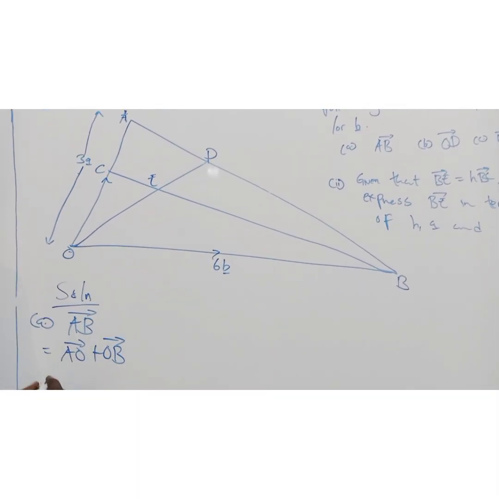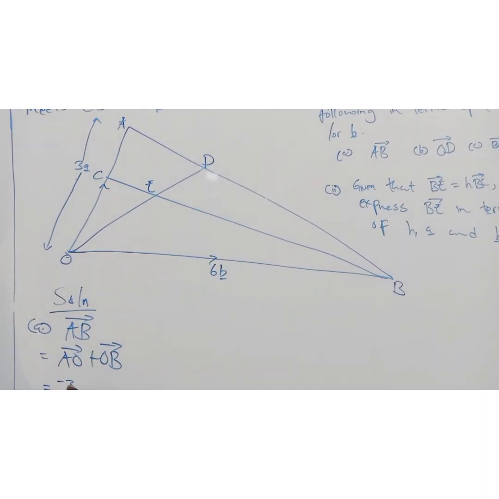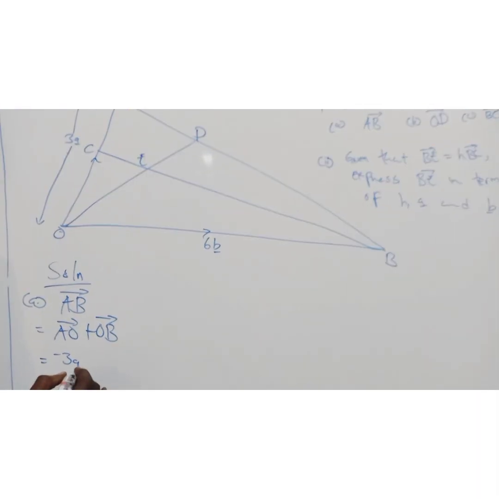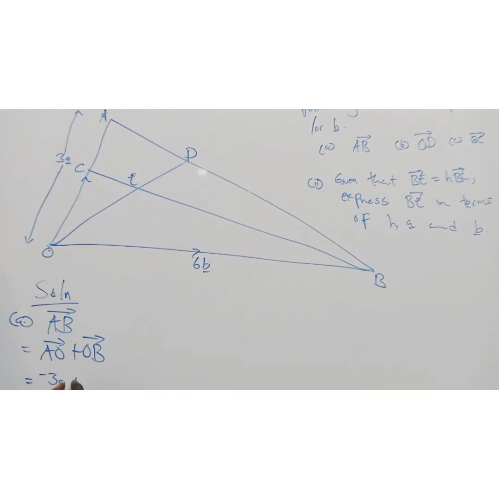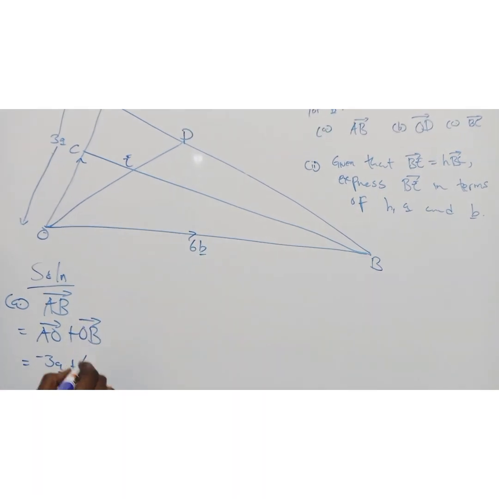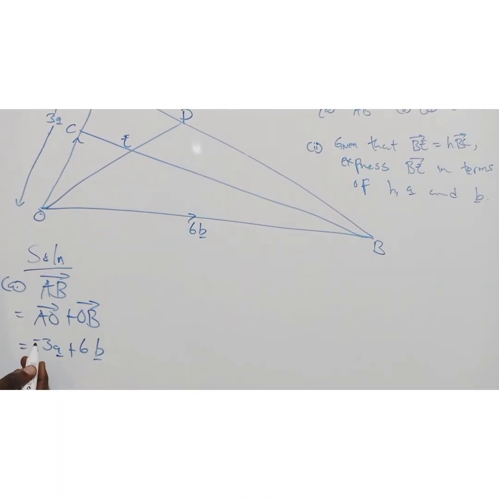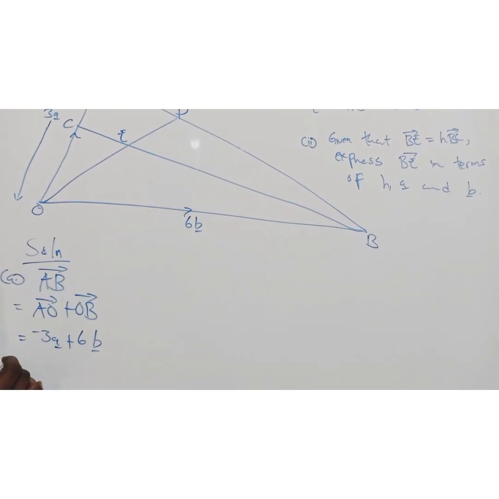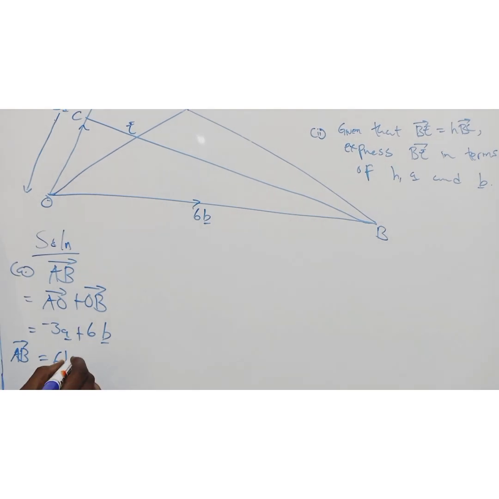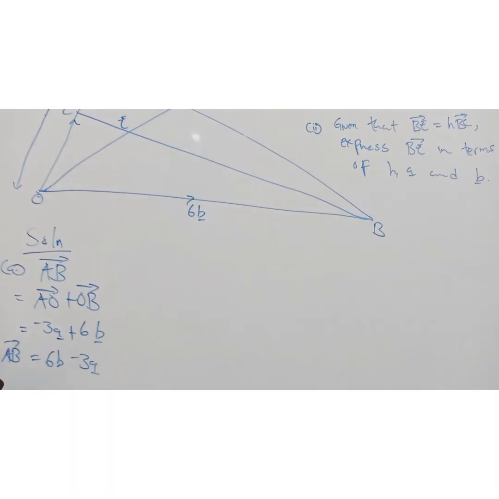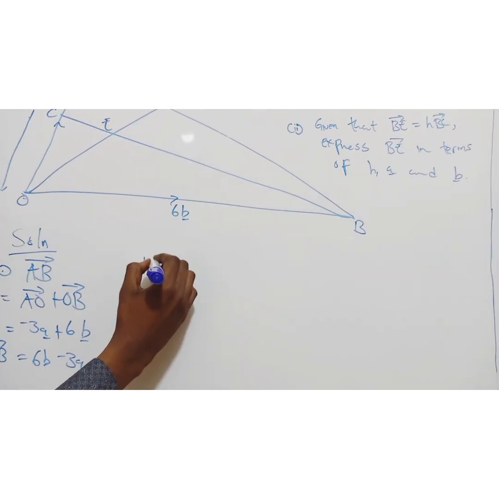So we have, what is AO? It's negative 3A. Yeah. Because why is it negative? It's going against the arrow. Then we have plus, what is OB? 6B. I said if there's a negative in front, that's not the final answer. So vector AB equals 6B minus 3A. Yeah? Simple as that. Let's move on to B now.